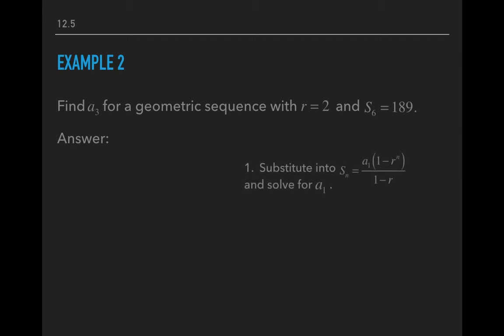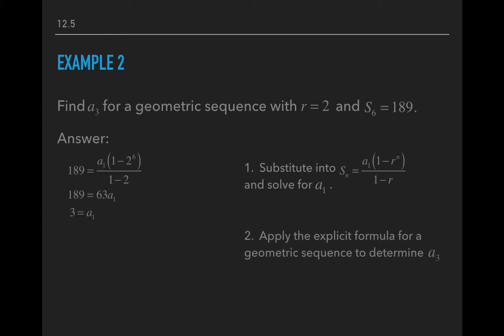So we're going to try and solve for a sub 1 using this formula. We'll just substitute in, and then you can simplify that numerator and the denominator. You'd really just be dividing by a -1, so you'll notice that that will change the value there. You can check that math on the side. Then you divide each by 63, and that gives you that your first term is 3.